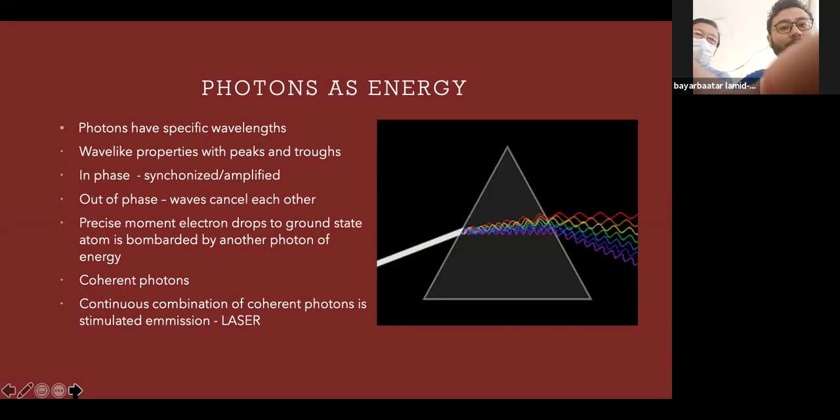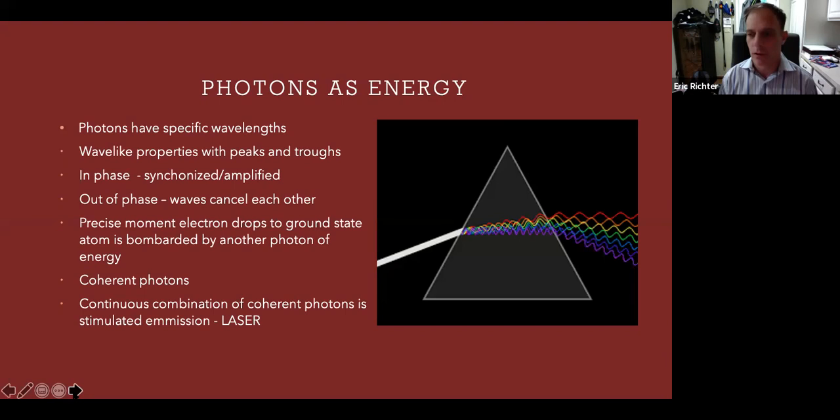Okay. So the photon then is energy. In other words, the laser uses that focused light as energy to do its job, in most cases in urology, whether it's tissue destruction or, what we'll talk about mostly, stone destruction. Those photons, wherever the source is, have specific wavelengths. They have wave-like properties of peaks and troughs, and they can be in phase, where they're synchronized, in which case they're amplified, or out of phase, where they cancel each other out.